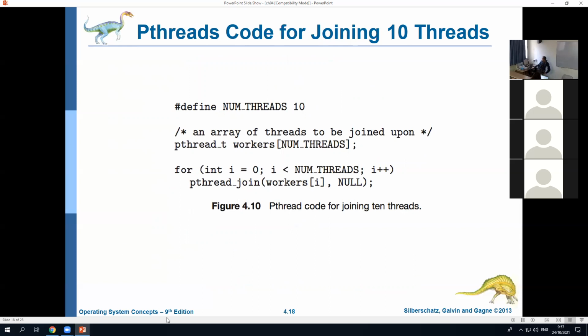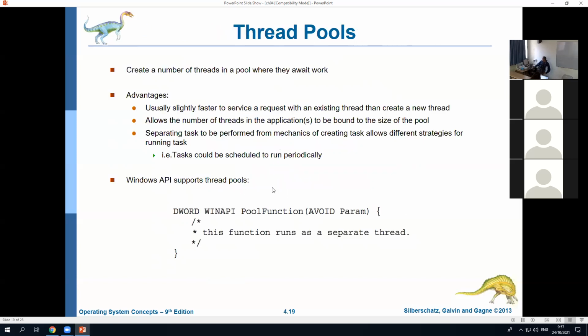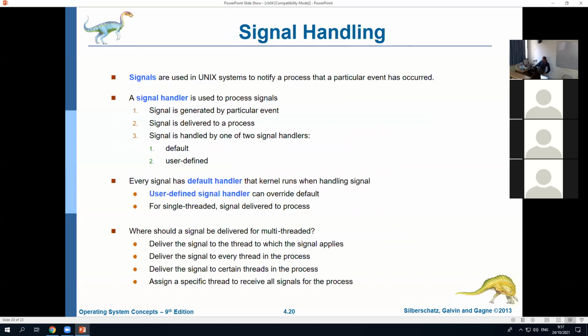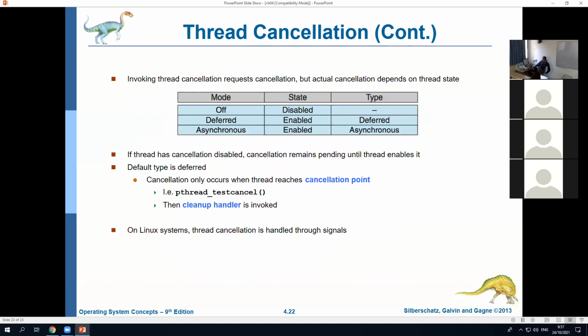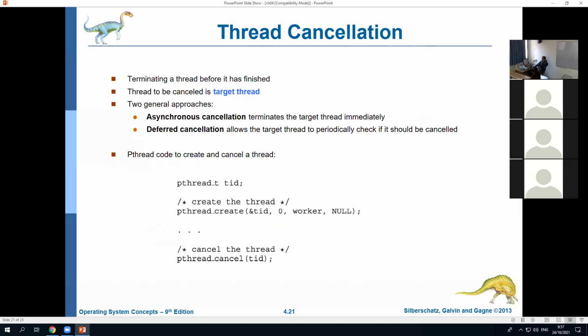Pthreads code to join 10 threads. Here it is a loop where he does pthread_join, keeps looping 10 times. The number of threads is 10. He loops 10 times and does a pthread_join on each of the threads. I don't know, this is all Unix, how to do this stuff.